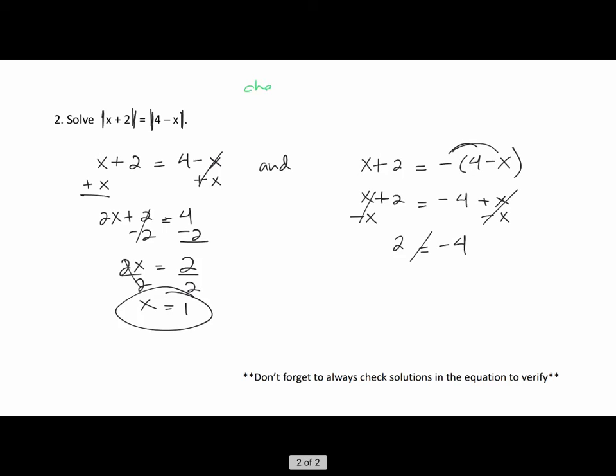So then if I were to check to see if that works, that'll be 1 plus 2 in the absolute value of the left side, 4 minus 1 on the right. So the absolute value of 3 equals the absolute value of 3, which is absolutely true because the distance is 3 for both. Don't forget to check your solutions in the equation to verify, just like rational equations. You should probably check these to make sure that everything works out fine and there were no mistakes made here.